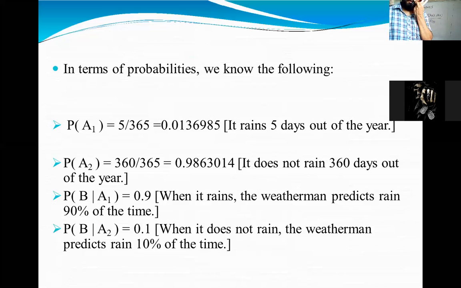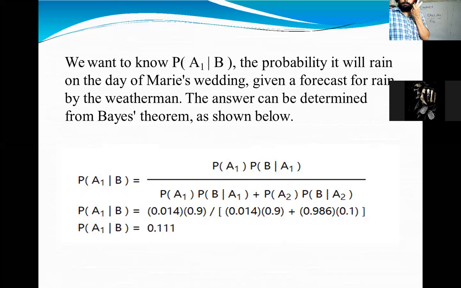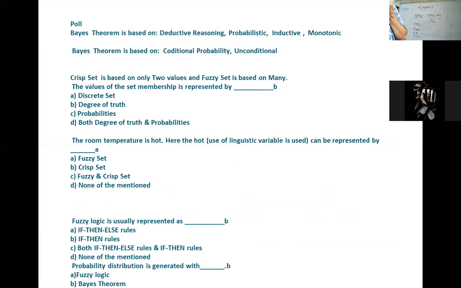So see, he has solved that numerical. He is using P(B|A1), P(B|A2), P(A1) and P(A2) individually, because there are 365 days. So we have collected that it rains 5 days out of this year. So this type of calculation we have to make. I will give you one numerical in your assignment also, so that will be easy for you. Just apply all the values and see the final result: P(A1|B) is 0.1.